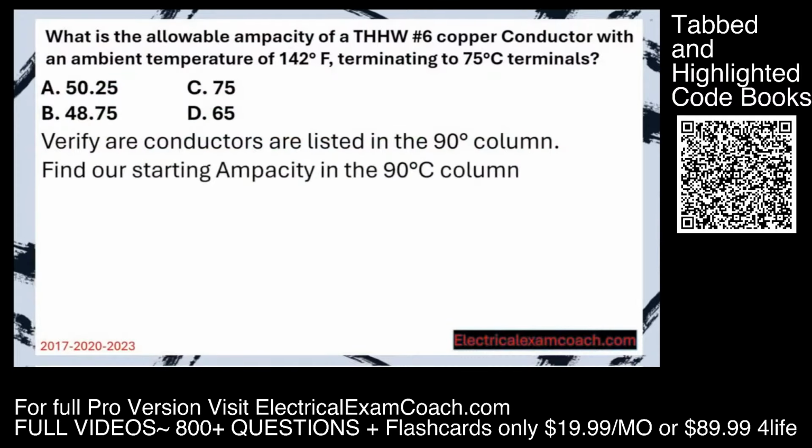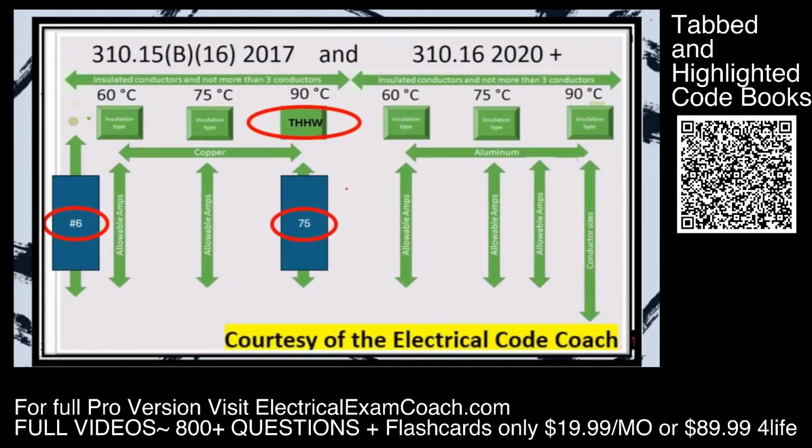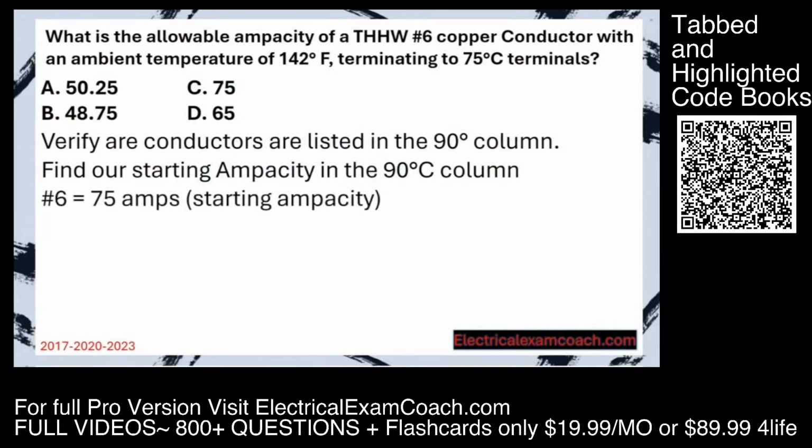Now we're going to find our starting ampacity in the 90 degree C column. We head back to that table. We're going to start over here and find our number 6. Then we're going to cross over and find its ampacity in the 90 degree C. And in this case, it's 75. We're going to take our number 6 at 75.